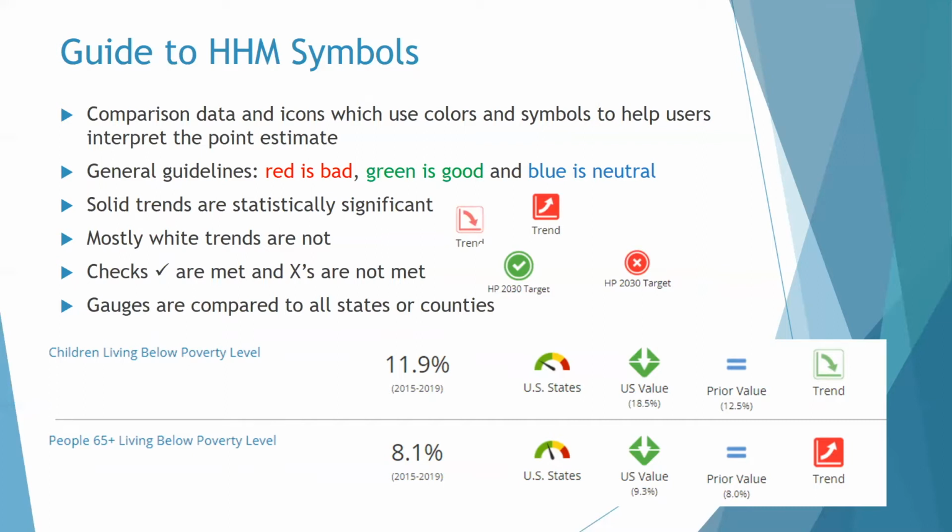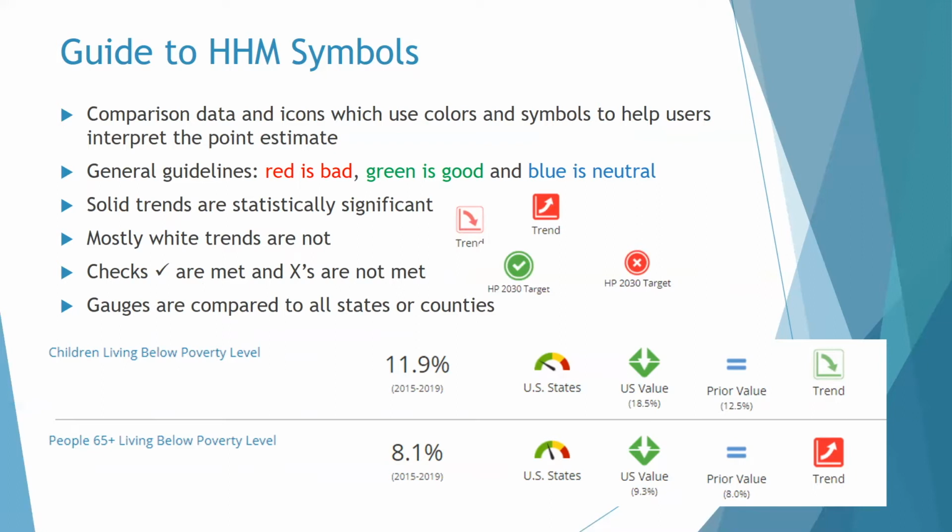Solid trends are usually statistically significant, so this would be a solid trend. Mostly white trends are not statistically significant. When you see check marks, it means that the target has been met, and X's mean the target has not been met. And when you see a gauge, that means the data in your indicator is compared to all states or all counties, depending on what you're looking at.